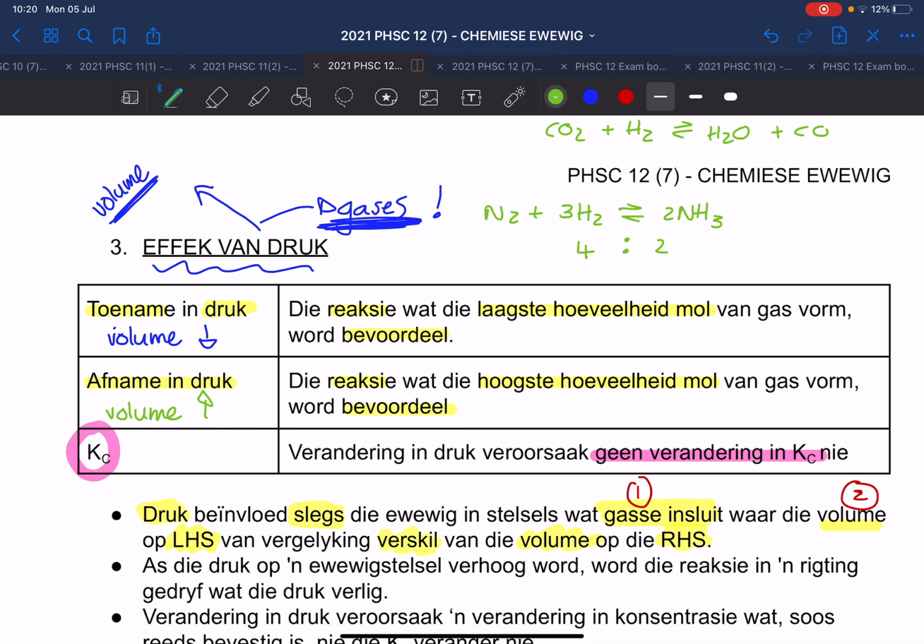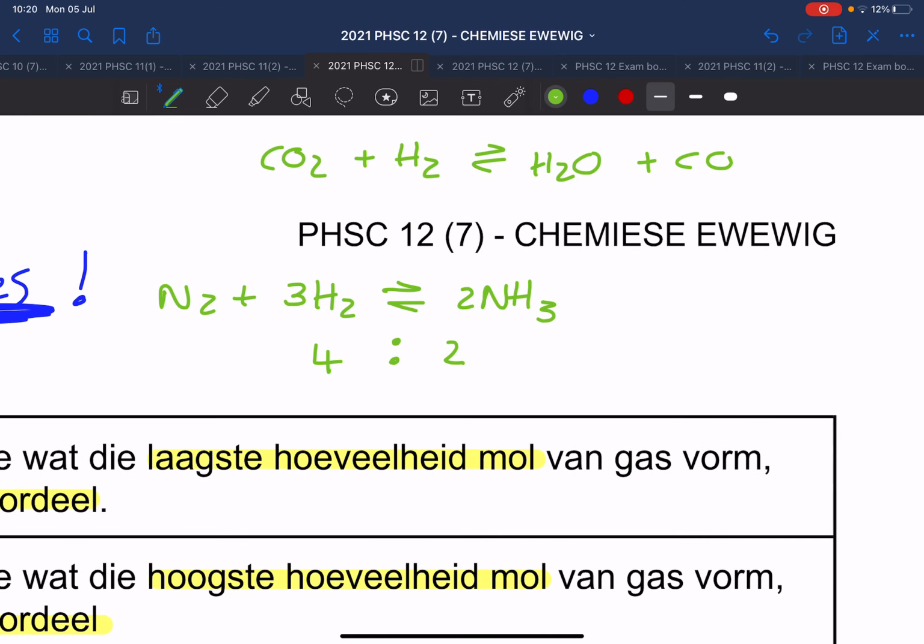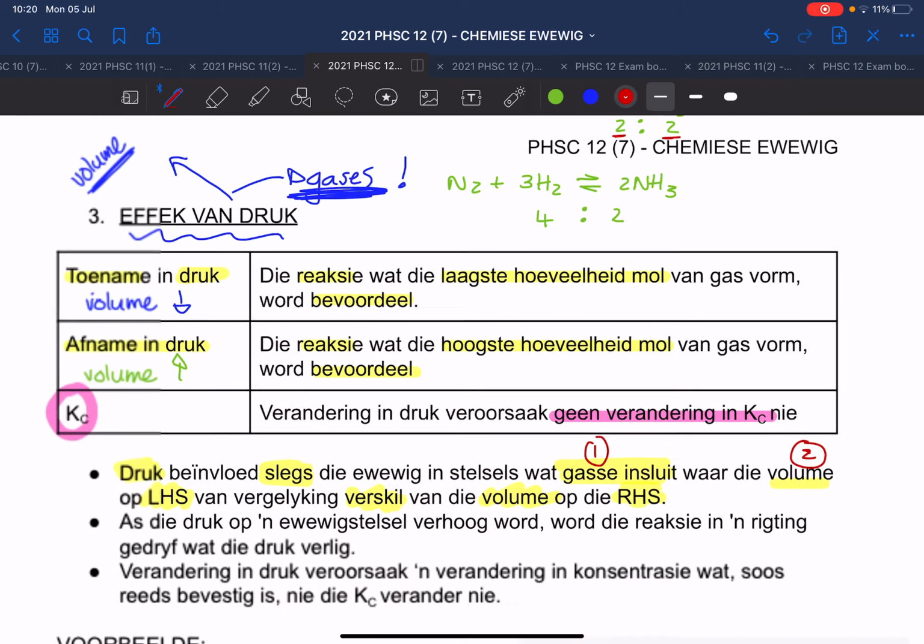Okay? Dan sien jy hierdie reaksie het eweveel mol aan albei kant. On the left hand side there's 2 mol and on the right hand side there's 2 mol. So if you decrease the volume or increase the volume or whatever, there will be no effect. Daar gaan geen verskil wees nie. Die ewewig gaan nie links of regs skuif nie. Hoekom? Want die volume of die mol is dieselfde. So that's the way they will try to trick you. Hulle gaan jou probeer uitvang.